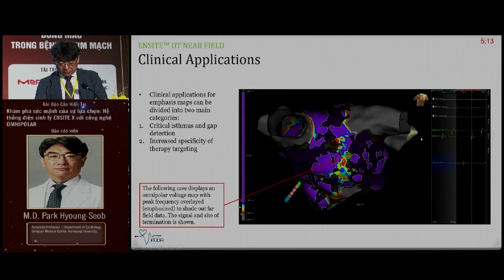This slide shows the clinical applications of the OT near field algorithm. The clinical application for the emphasis map can be divided into two categories. This area is critical isthmus and gap detection. The empty area is low voltage or far field area, and this area is near field voltage with near field high frequency signals. In that area, you can choose the target area, and ablation of that area can successfully terminate the tachycardia.